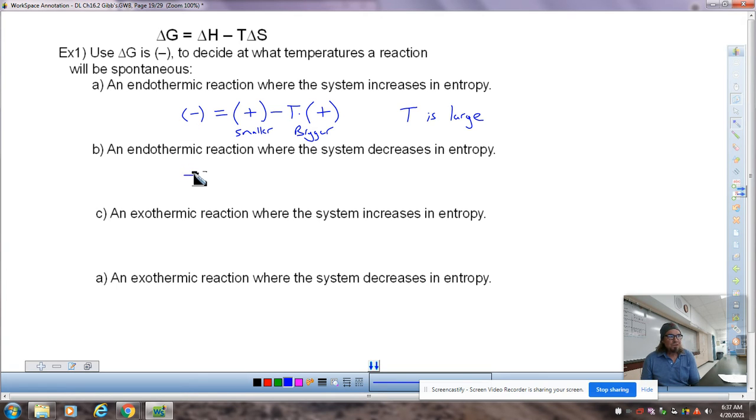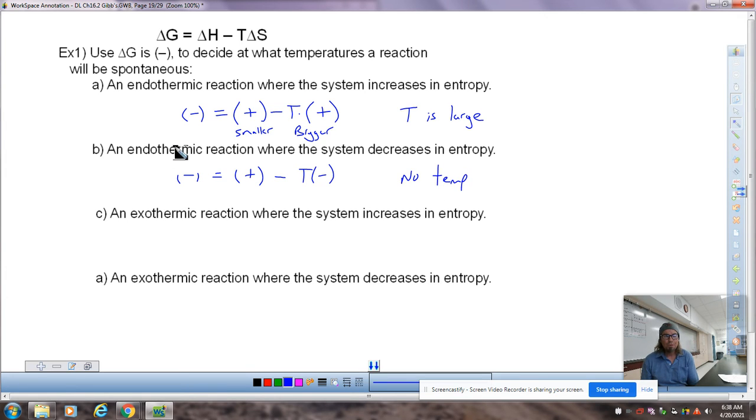An endothermic reaction. So once again, we have a positive delta H where the system decreases in entropy, so minus T times a negative delta S. Any value that you plug in for T for this problem is going to be negative, right? Minus a negative, which means really plus a positive, which means that you have a positive plus a positive, which means there is no temperature that you can make this work.